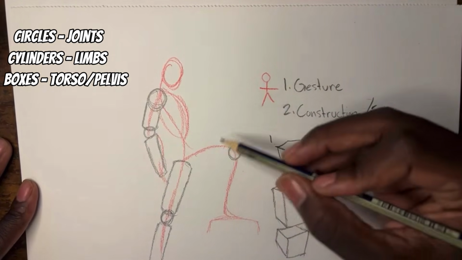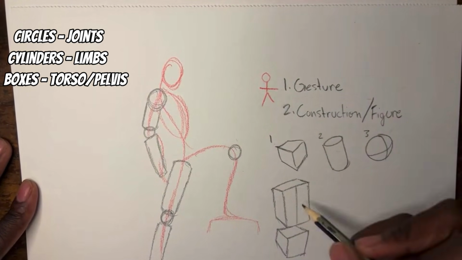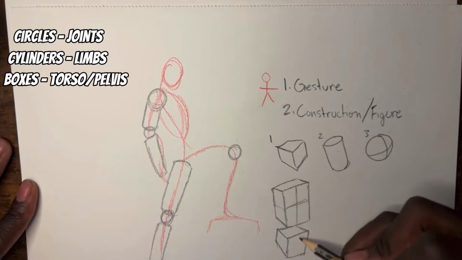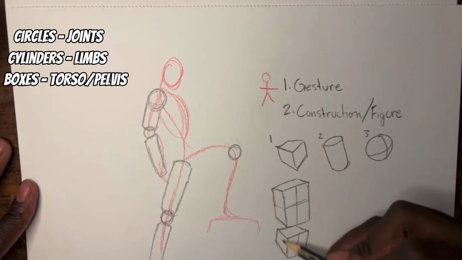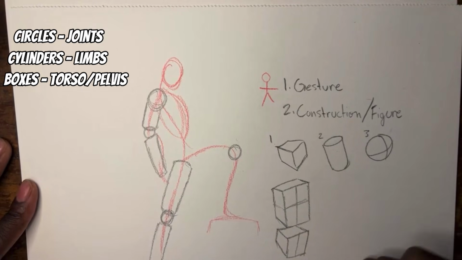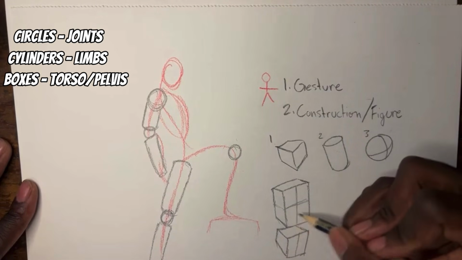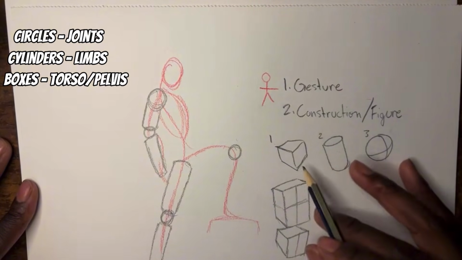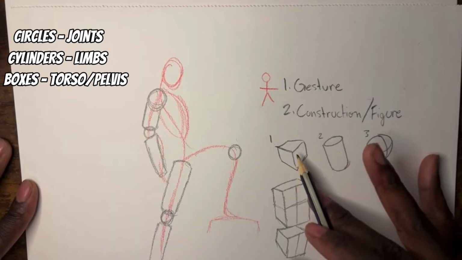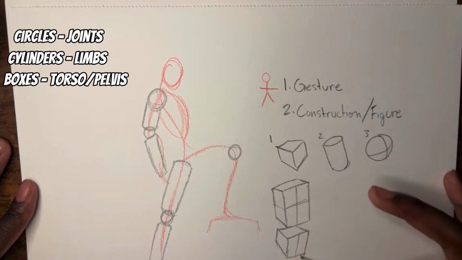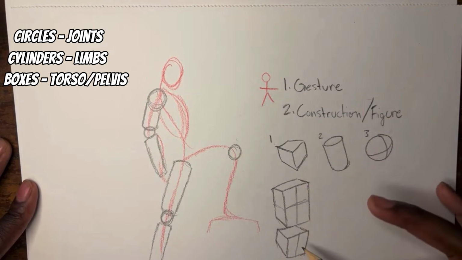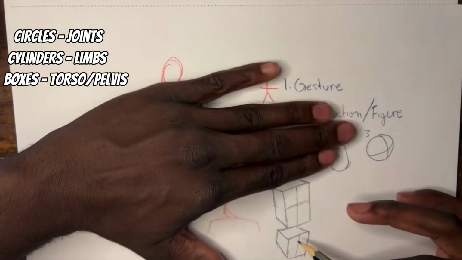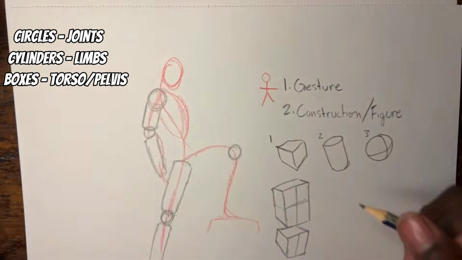So the torso would be this top box here. This signifies our rib cage. And this bottom box here signifies our pelvis. So this is where our legs connect into. This is where our abdomen connects into our pelvis. That's what this box stands for. And if you really look, you can see that the head can be a box as well. So now we have the 3 major masses of the body: the head, the torso, and the pelvis. But we're just focusing on the torso right now.